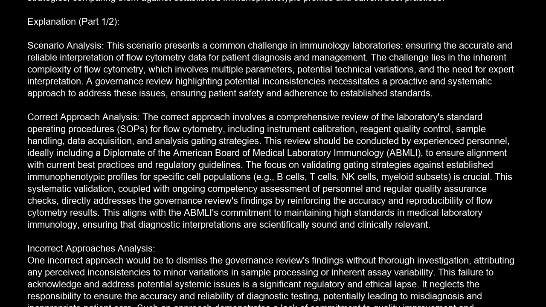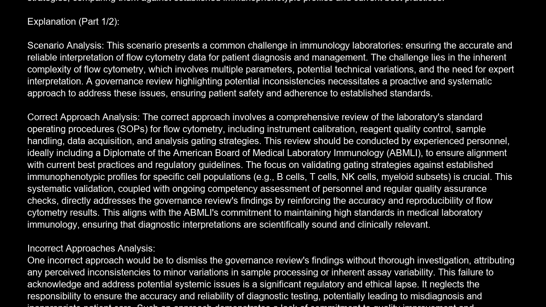This systematic validation, coupled with ongoing competency assessment of personnel and regular quality assurance checks, directly addresses the governance review's findings by reinforcing the accuracy and reproducibility of flow cytometry results. This aligns with the ABMLI commitment to maintaining high standards in medical laboratory immunology, ensuring that diagnostic interpretations are scientifically sound and clinically relevant. Incorrect approaches analysis.